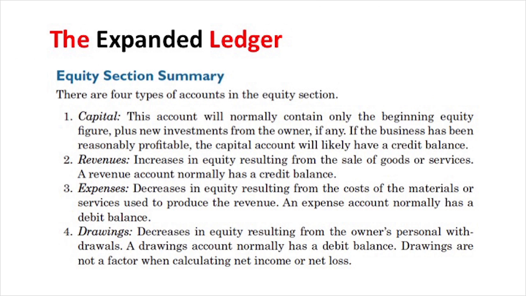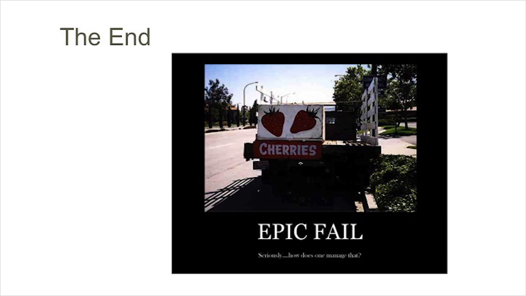To summarize, the expanded ledger of accounts now includes revenue and expense accounts to show the owner how much was earned during the period. This is the end of the revenue and expense section.